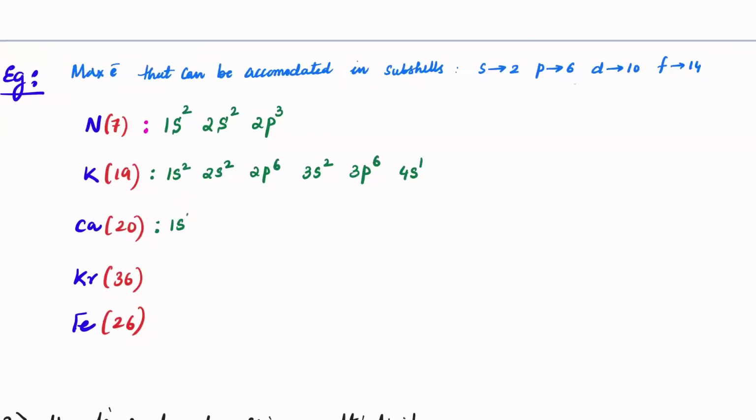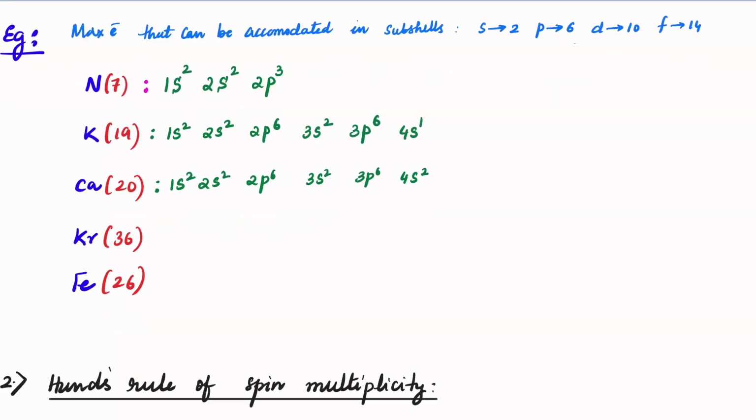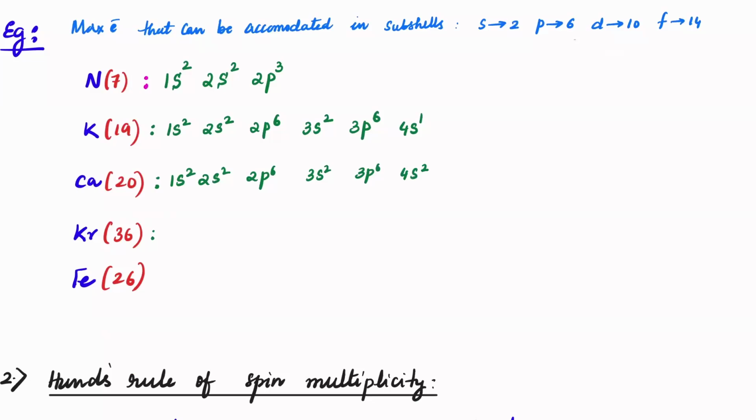Next, calcium 20. So 1s2, same thing, 1s2, 2s2, 2p6, 3s2, 3p6, and 4s2. Here we have 1s2, 2s2, 2p6, 3s2, 3p6, 4s2. Correct? Up to this, we have how many electrons? Check it out. 10 here and 10 here. Correct? 10, 10, 20. Then 3d10, 30. And then 4p6, 36.